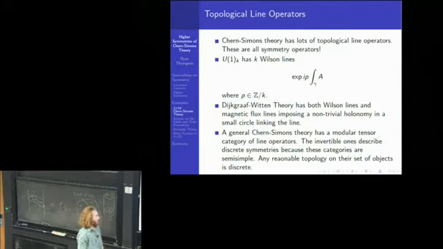Okay, another example, Dijkgraaf-Witten theory has both charge lines and flux lines. We just heard about that. A general Chern-Simons theory has some more complicated structure to its category of line operators. The invertible ones describe discrete symmetries because these categories only have finitely many simple objects. And yeah, you can add them together. You can't have like half of one in this one.